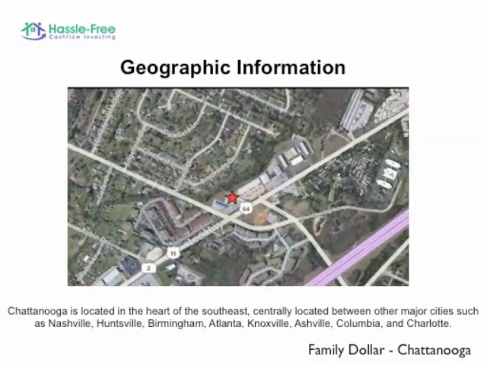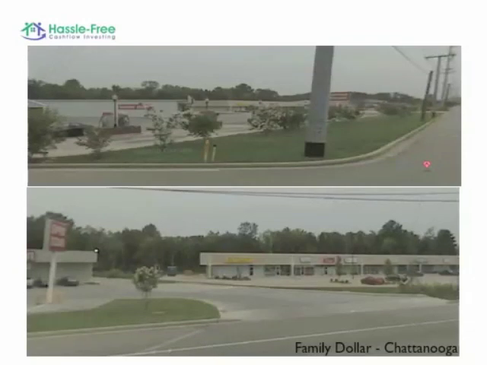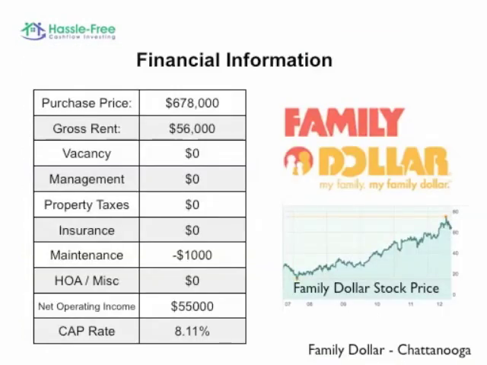So when you're looking at the geographic information, you want to know how many people are in the area, what kind of income those people make, etc., and whether that is consistent with the kind of tenant that you're looking for. In this particular case, I like that this property is on the main highway through town, but it's also just a block or two off the interstate. Those are good things for traffic. Good visibility from the hard corner. Those are all things that are important.